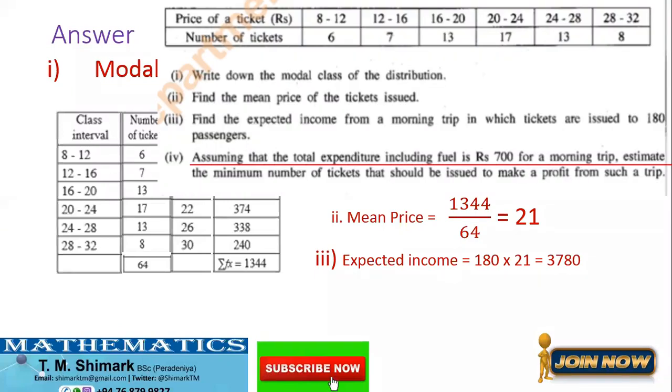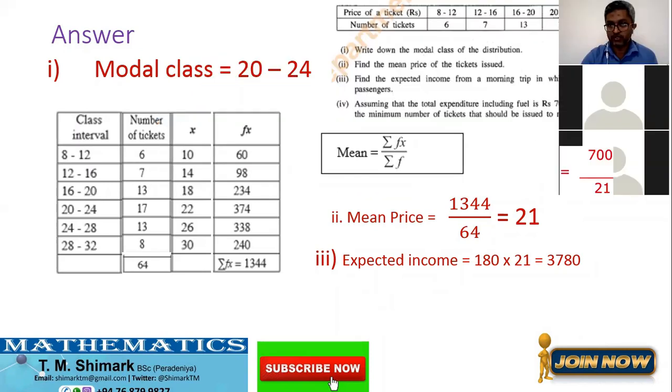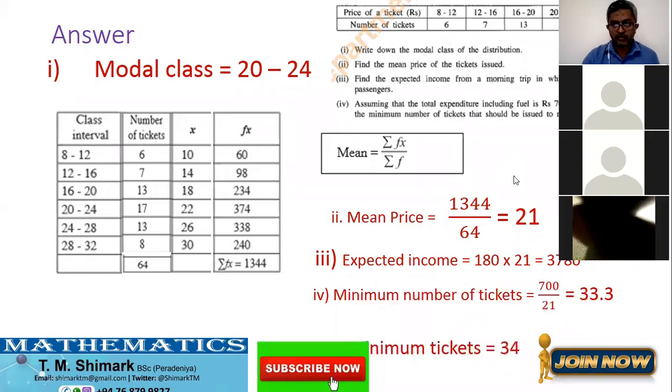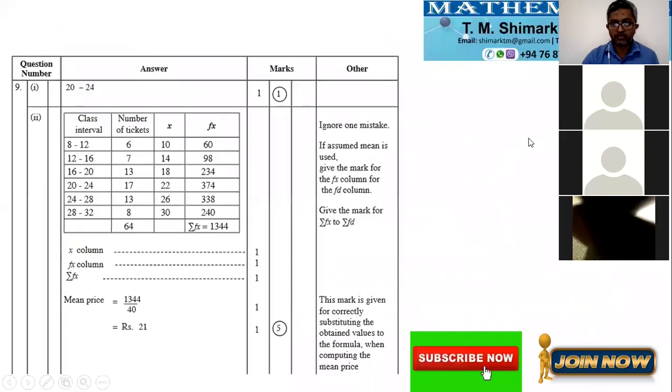Okay. 700 average expenditure we have got. So with the mean price, one ticket will give me 21 rupees. So you have to divide 700 by 21. You will get 33 and 1 by 3 as the answer. So for the minimum number of tickets, is it 33 tickets you have to sell? Sometimes some people may give 33, but not 33. 33 plus something you have to sell, right? So it's going to be 34 as the answer. So 34 is the minimum number of tickets we have to sell.